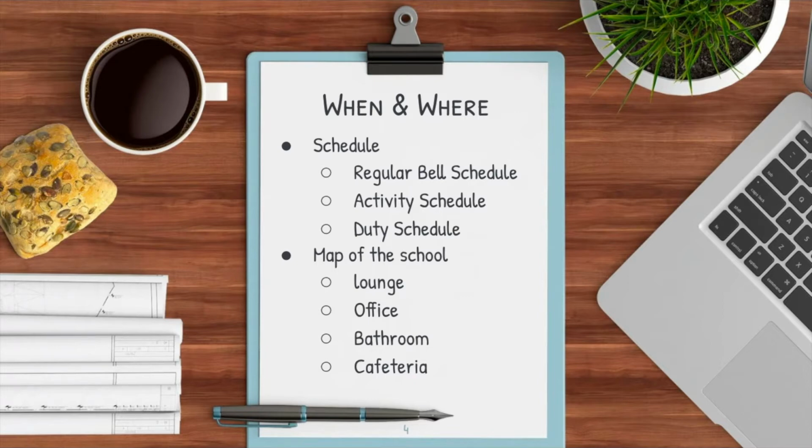Also, your duty schedule. When and where do you have duty, and what are your responsibilities on that duty? A map of the school. They need to know where the teacher's lounge is, where the office is, the teacher and student bathrooms, the cafeteria, and I actually should have included the library on this list too, because when you let your students leave the room, you need to know where they are going. So you know roughly how long they should be gone. And if there were an emergency, you know how to go get them if you had to.